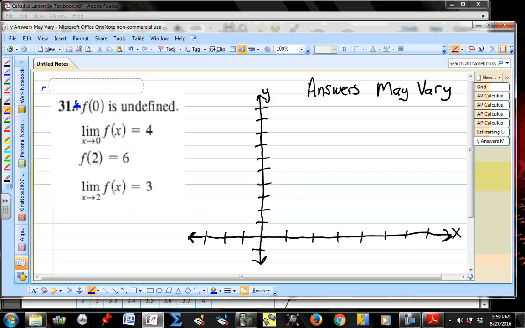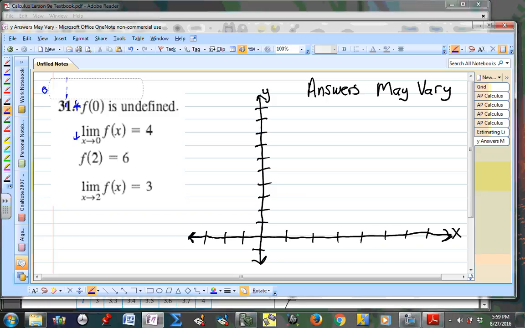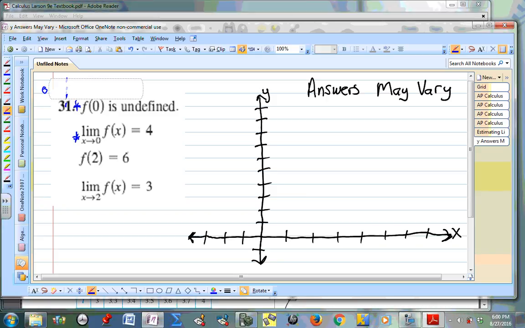That could mean there's a hole in the graph at x equals 0. It could mean there's a vertical asymptote in the graph at x equals 0. Or it could just simply mean that 0 is not in the domain of the function, and that's all there is to it. So we need more information. In the next part, it says that the limit as x approaches 0 of f of x equals 4.